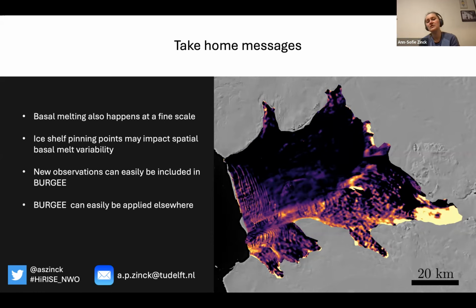And also Burgard can easily be applied elsewhere to other ice shelves, and this is a method which is especially interesting for ice shelves that are melting, that show spatial variability, where we think it's very important to understand some of these smaller scale features. So it would really be nice to also try this on other ice shelves, and not on ice shelves that are as boring as the Dotson, which is, to be fair, pretty boring because not much is happening here.